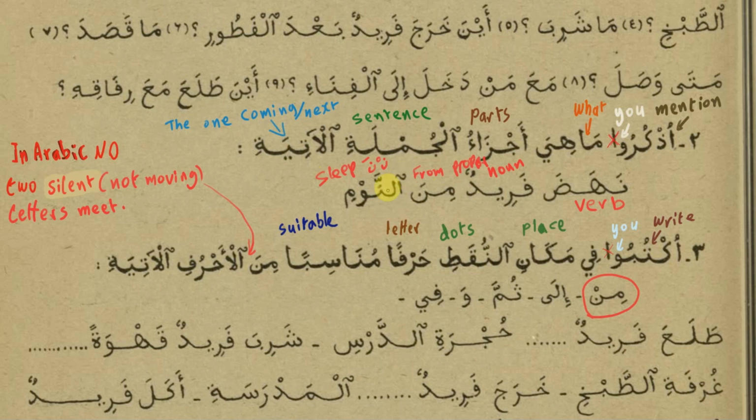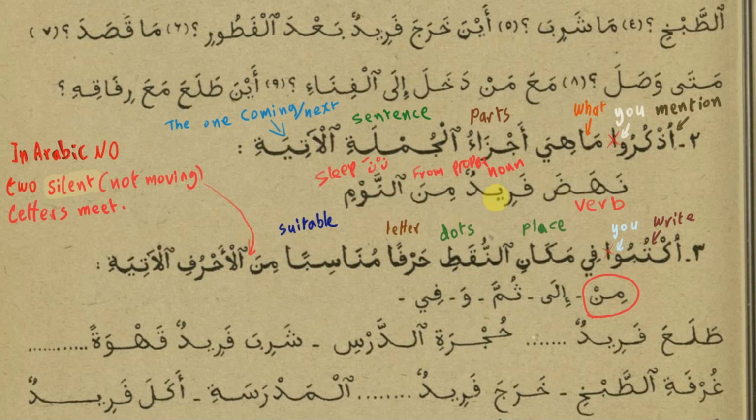In Arabic it's given this definite article. But notice, because of the sun letter, the L is not pronounced. So I'm using the vowel on this N to connect to the next one. Minan. Sleep. So نهض فريد من النوم. This here is a defined noun. Sleep. The sleep. Naum is sleep. So these are the parts of this sentence.